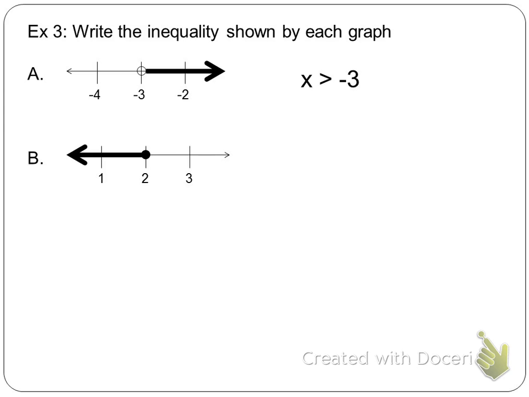Next. X is less than 2. Incorrect. X is less than or equal to 2. I can tell that I need the line underneath because it's filled in and it's going to the left. So these are all the numbers less than or equal to 2, starting at the 2, going to the left.